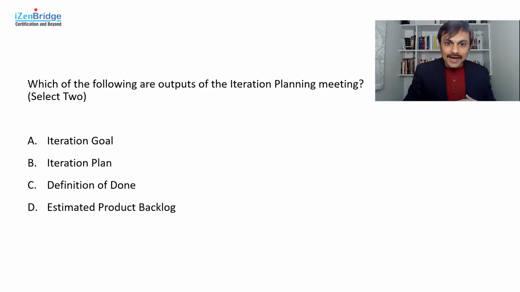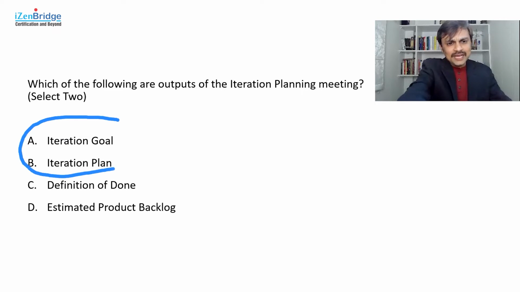Which of the following are outputs of the iteration planning meeting? Select two. Okay. Iteration goal, iteration plan, definition of done, estimated product backlog. I let you choose your options. Now, what I believe in this particular question, the option A and B seems to be a clear, easy choices.